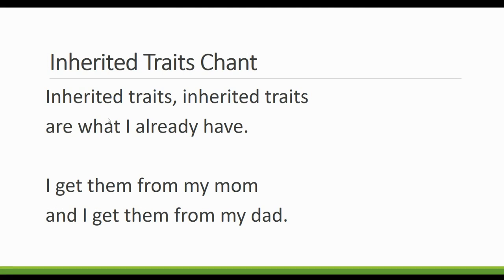This is just a quick chant to help you remember inherited traits. It says, inherited traits are what I already have. I get them from my mom and I get them from my dad. So again, think of yourself and think of some of the traits that you have, like the color of your hair, the color of your eyes. You look the way that you do because you got those traits from either your mom or your dad or even from your grandma or your grandpa. So again, it is the same thing for plants. They look the way they look because they got it from the adult plant.